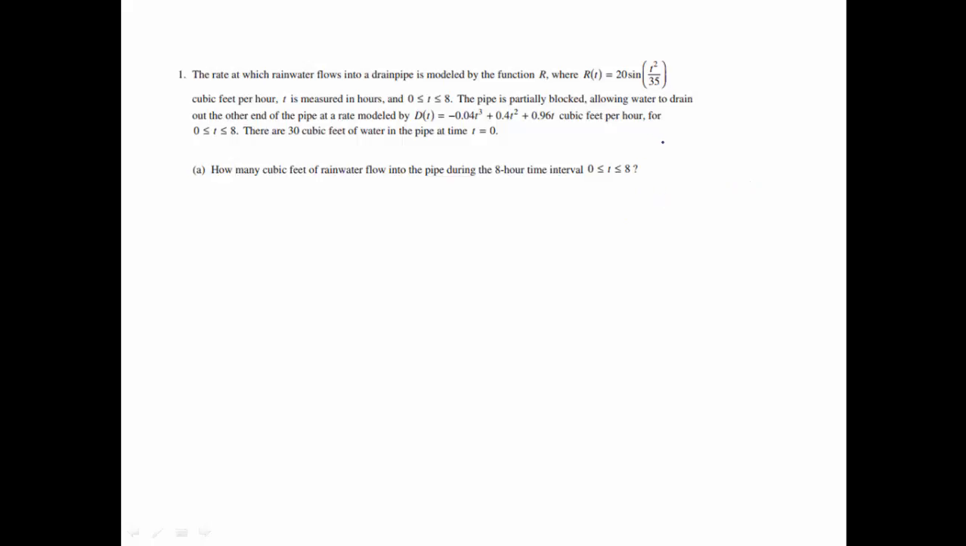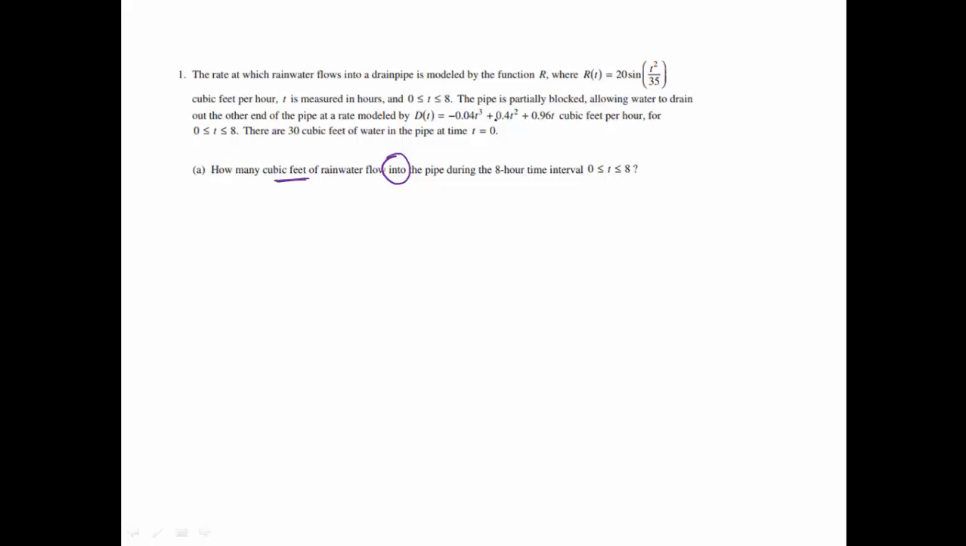So already I can see this is going to be an accumulation problem, and we have things coming in and we have things going out. So we will need to keep that in mind as we're doing this problem. Okay, part A says how many cubic feet of rainwater flow into the pipe during the 8-hour time interval from 0 to 8. So I want to know how many cubic feet.